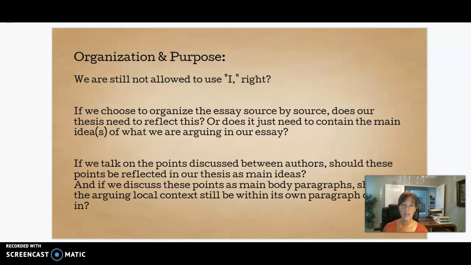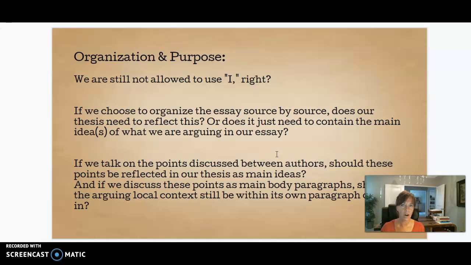Okay. Now, another great question, how do we organize this? Do we organize it source by source? Or does the thesis need to reflect this? And I want to just kind of realign this and remind everyone that we're not going to be organizing this with the main focus on the sources. We are going to be organizing sources with our main focus on the thesis. Okay, keep that in mind.